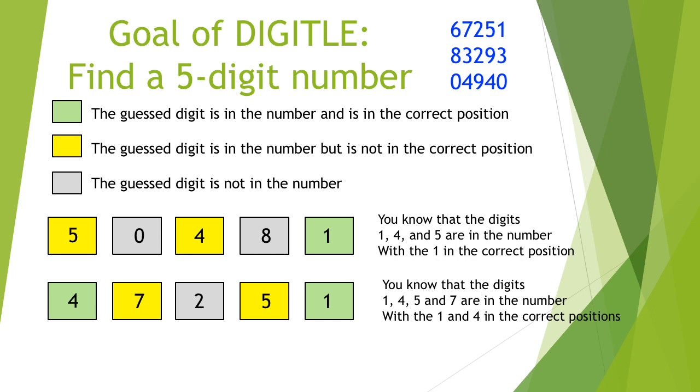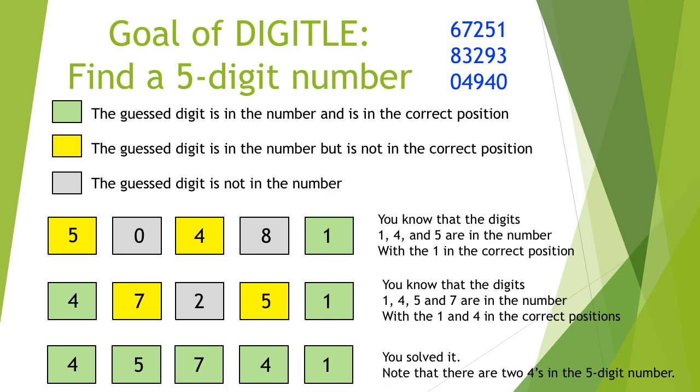Suppose we change our guess and we now say 47251. We now know that the 1, 4, 5, and 7 are in the number, and we have now that 1 and 4 are in the correct positions. We know that the 2 is wrong. Finally, we switch the positions of 5 and 7 and decide that the other number should be a 4. And our feedback tells us that we have it because we have all 5 green. Note that we have 2 4s in the 5-digit number.